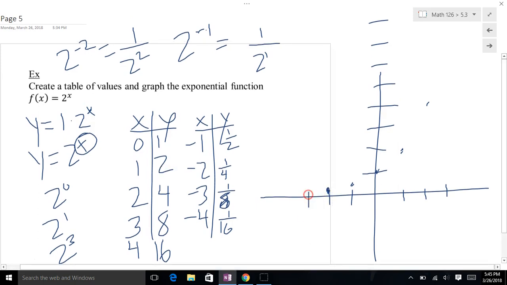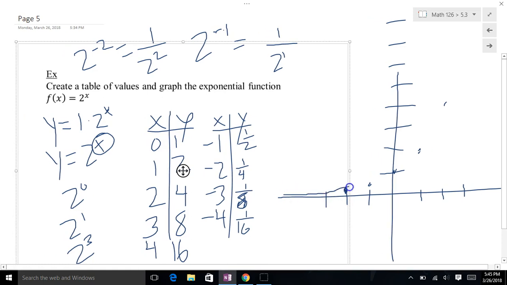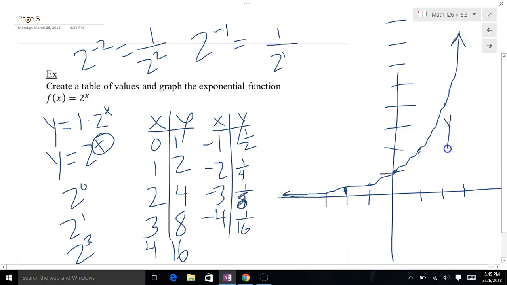At negative 3, I'm only up an eighth of the way, and so on. Anyway, we draw this thing, and there's our y equals 2 to the x function.